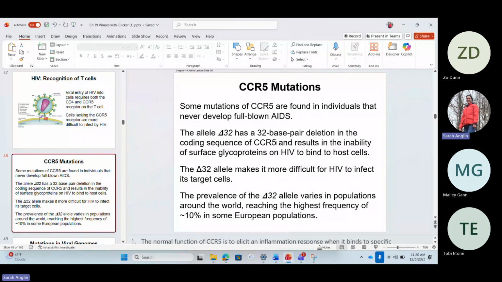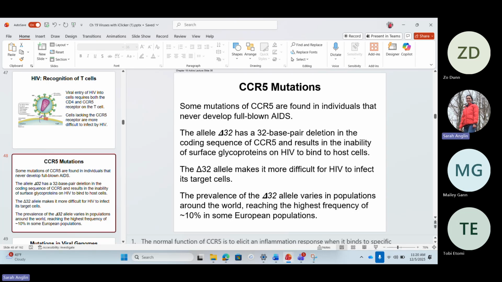Because this receptor has a different shape, the surface glycoproteins of the virus are unable to bind. Glycoproteins simply means there are some carbohydrates attached to the protein, which is why we call them glycoproteins. This prevents HIV from binding to the CCR5 receptor on the host cell. So it is very difficult for HIV to infect those target cells if individuals have that mutation, which we call the delta 32 allele.